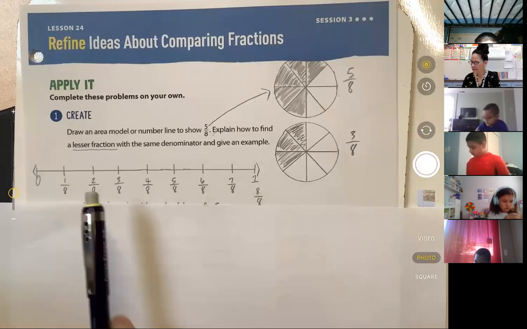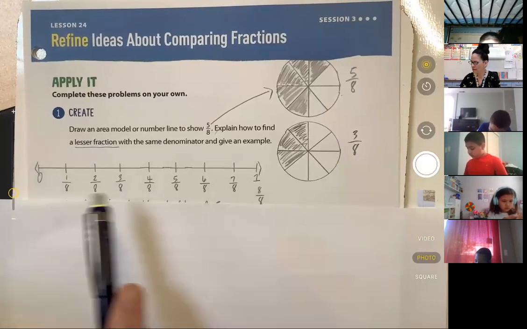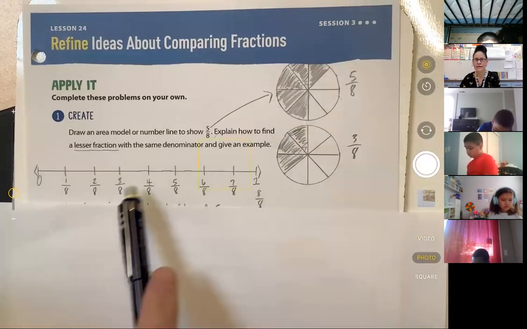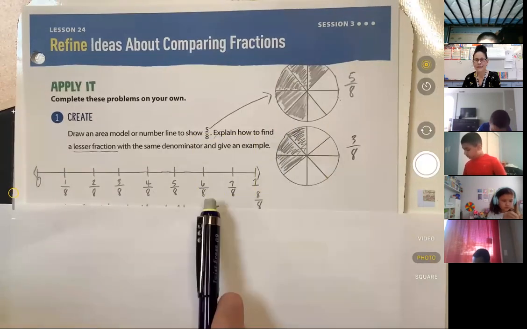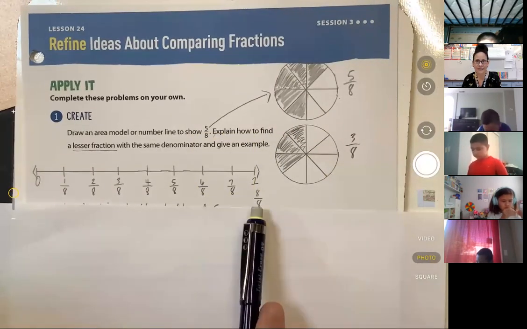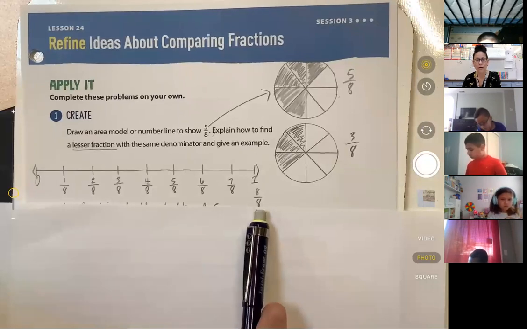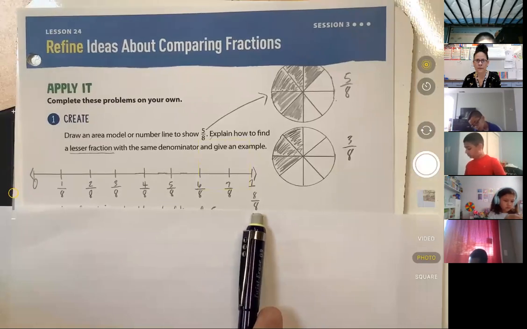So we can see again 1/8, and that's comparable to here. And then 2/8 here, 3/8 here, and so on. 4/8, 5/8, 6/8, 7/8, and of course our 8/8. That's one whole because the numerator and the denominator are the same. That's one whole.